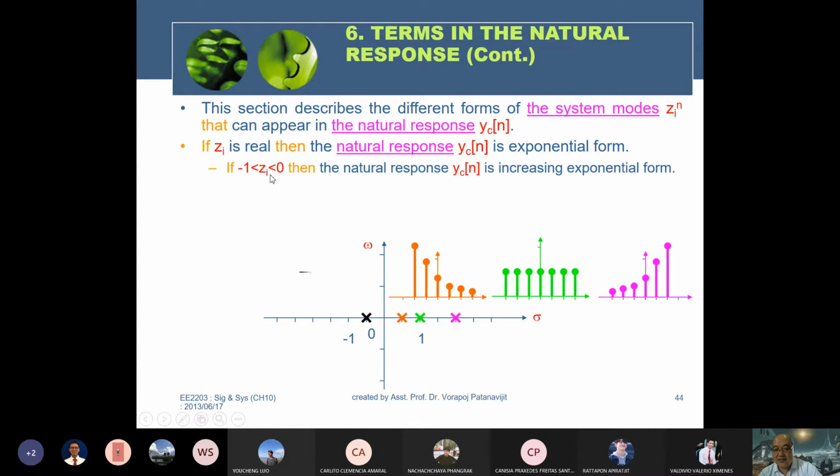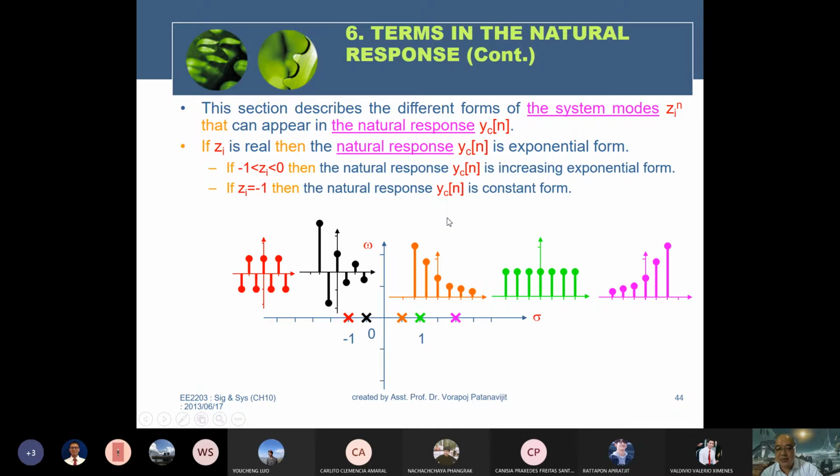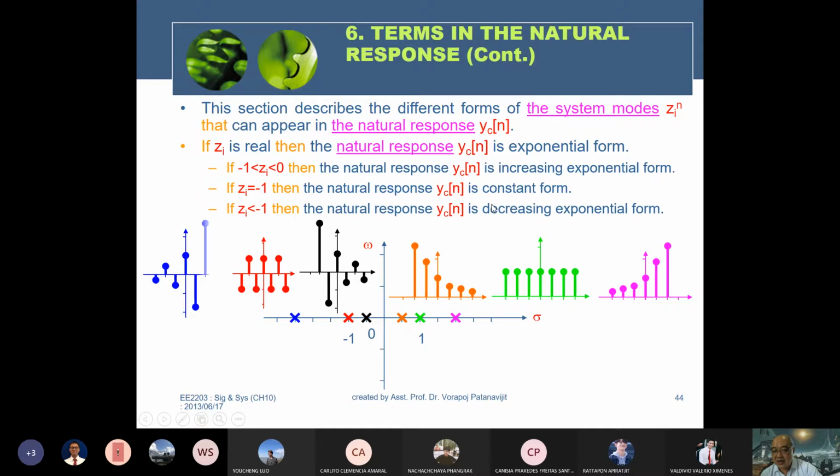Next, if zi is negative, between 0 and -1, it will be decaying, but the sign will alternate between positive and negative. If zi equals -1, the magnitude is still 1, but the sign will vary with n. And the last one, if zi is less than -1, then the natural response yc will be increasing in exponential form, with alternating sign.